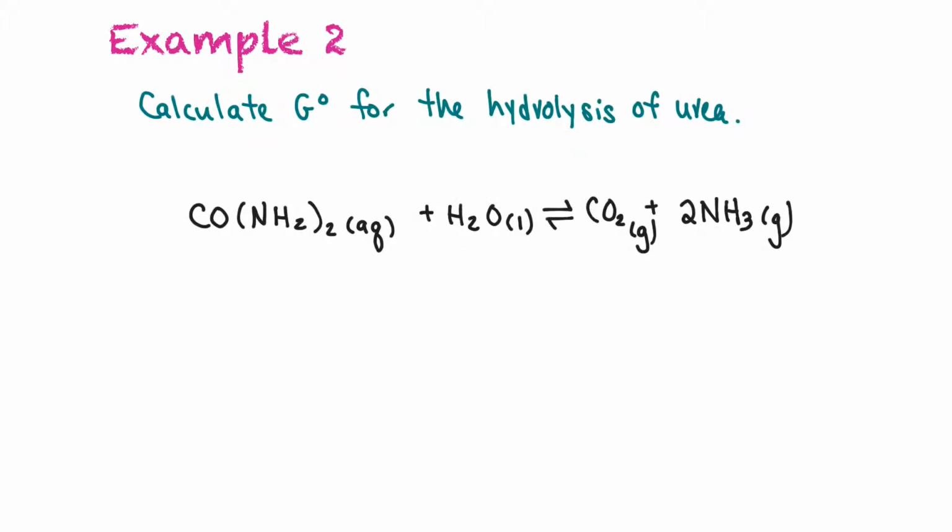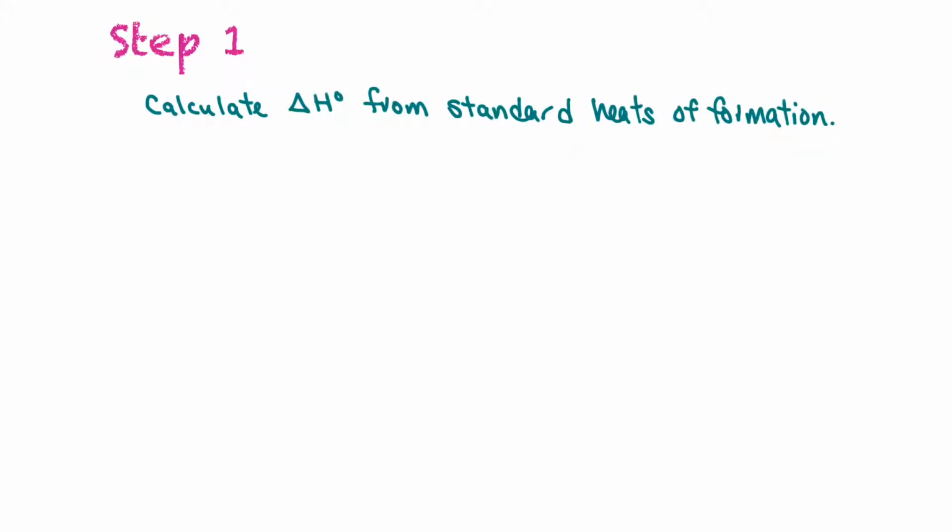In the second one, we're to calculate the Gibbs free energy for the hydrolysis of urea. So this is the reaction there, and we're going to take some steps to solve it. So the first part, we haven't been given the delta H, so we need to use the standard heats of formation from our data booklets to solve for that, and those would also be found in section 12. So delta H is equal to, remember, the heats of formation of the products minus the heats of formation of the reactants.